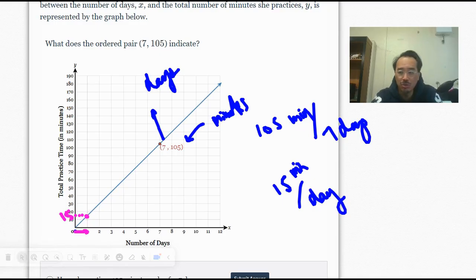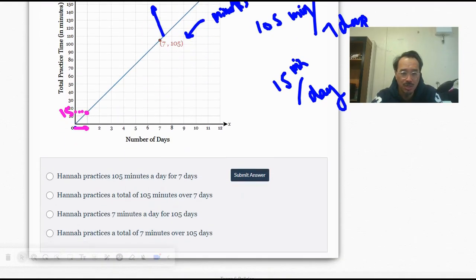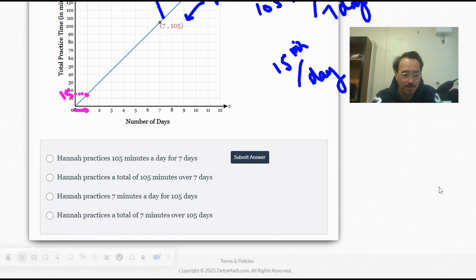So let me see what our choices are. So Hannah practices 105 minutes a day. That's not true, right? She didn't practice 105 minutes a day. She practiced 15 minutes a day. Hannah practiced a total of 105 minutes over 7 days. That's true. Hannah practices 7 minutes a day. Not true. She practiced 15 minutes. And Hannah practiced a total of 7 minutes over 105 days. That would be tragic. That means she practices for like a few seconds. All right? So that has to be our second answer.